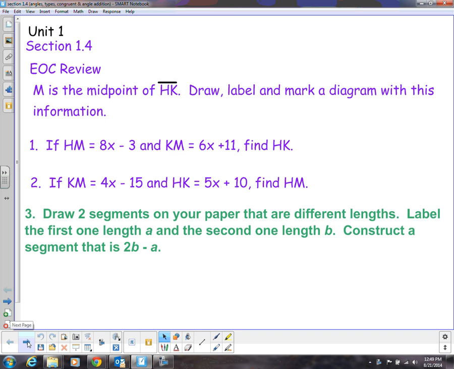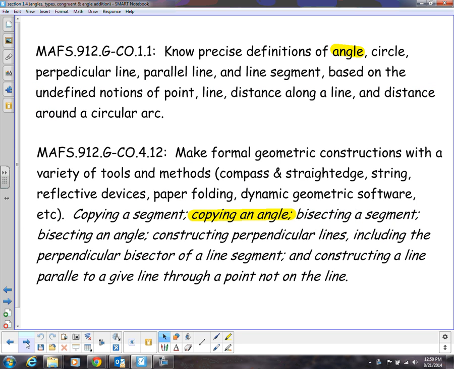Welcome back to a new video. This is going to be section 1.4. We're doing part of 1.4 today, and so these are 1.4a notes. This is going to be our EOC review, and you'll be doing those in class.